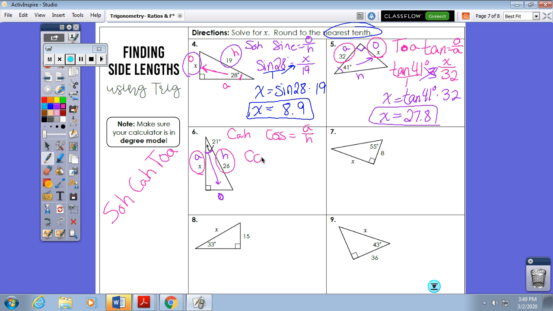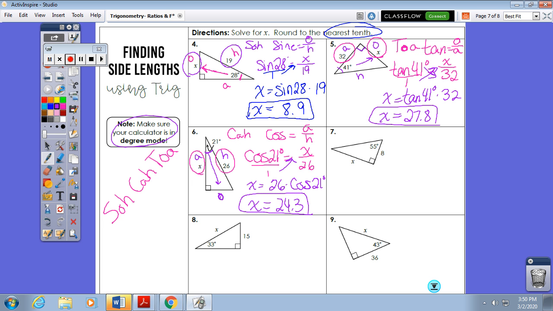So cosine of your measure, 21 degrees, is equal to x over 26. And this is over 1. Cross multiply. X is equal to 26, I'm going to reverse the order here, times cosine of 21. If you're having trouble with your calculator, writing it in this order may help you out. So x equals, let's make sure that it's in degree mode, 24.3.